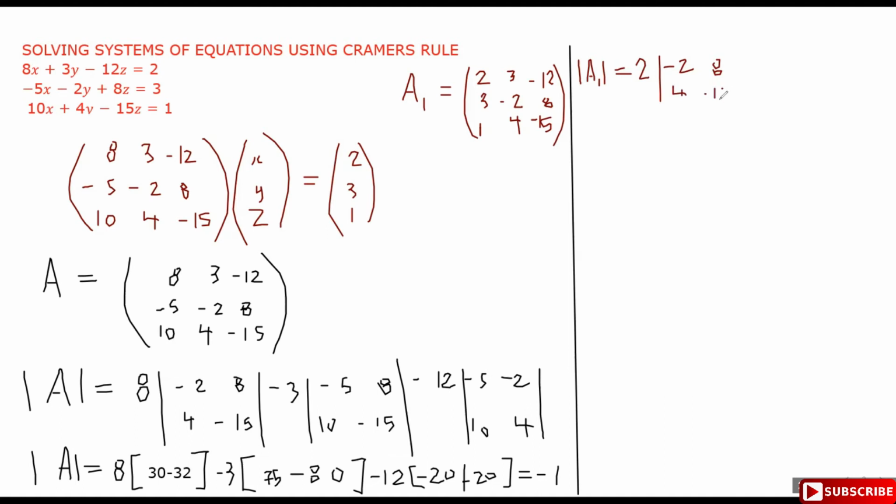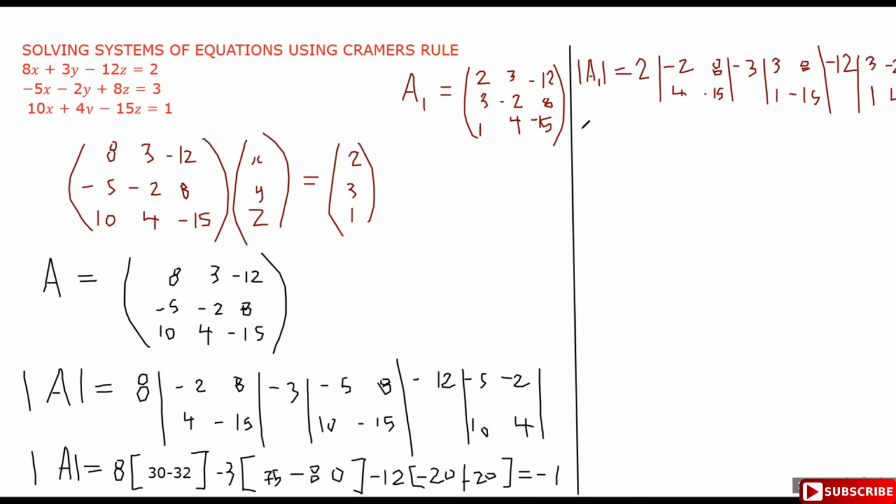Yes. Then it's going to be plus, well, actually minus 3 times, cross out this row, this column, we have 3, 8, 1, minus 15. And then finally, we're going to have minus 12 times the determinant of, cross out this row, cross out this column, it's 3, minus 2, 1, and 4. Nice and easy and soft.